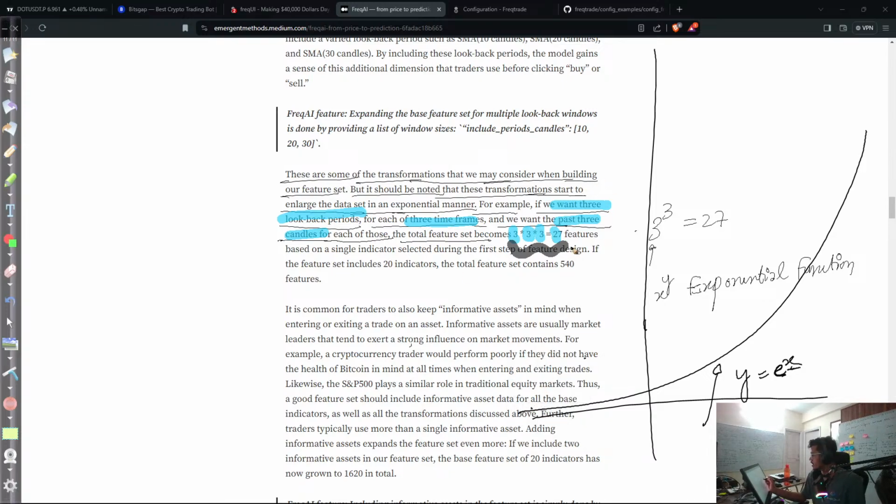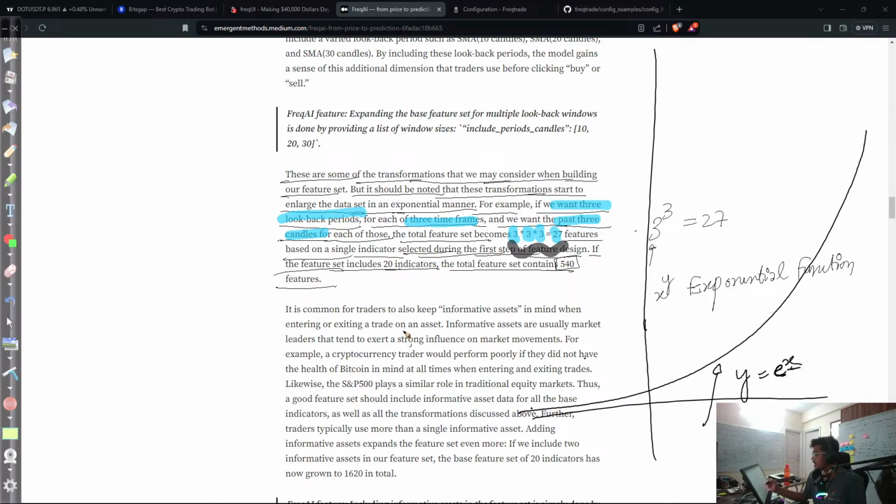Continuing, so 27 features based on a single indicator selected during the first step of feature design. If the feature set includes 20 indicators, the total feature set would be 540. Just imagine that, man, that's a lot of features.